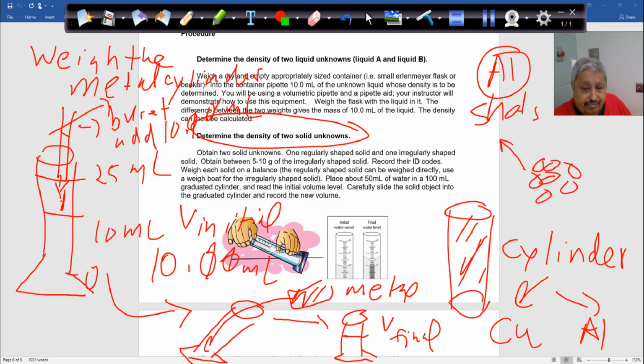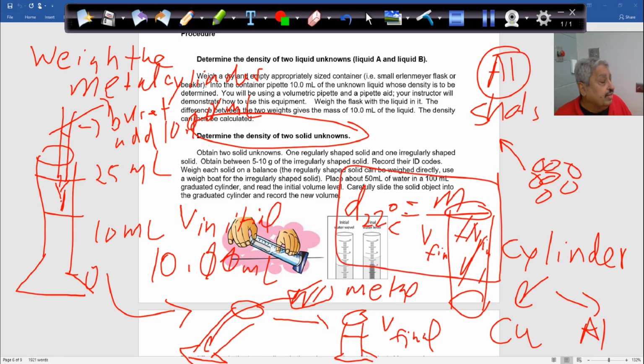So for the density at 22 degrees for this metal here, I suspect, as I said, it is copper. The mass is from direct weighing, and the volume is final minus initial. This is the mass of this. The procedure does not tell you where to go. I want you to go to the web and look up what that metal is. I can put some metals there for you, so you can tell me which one this is. Anything about this?